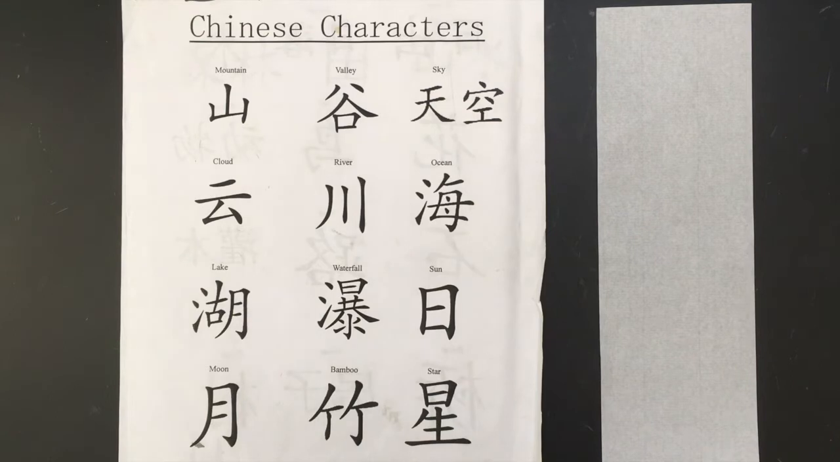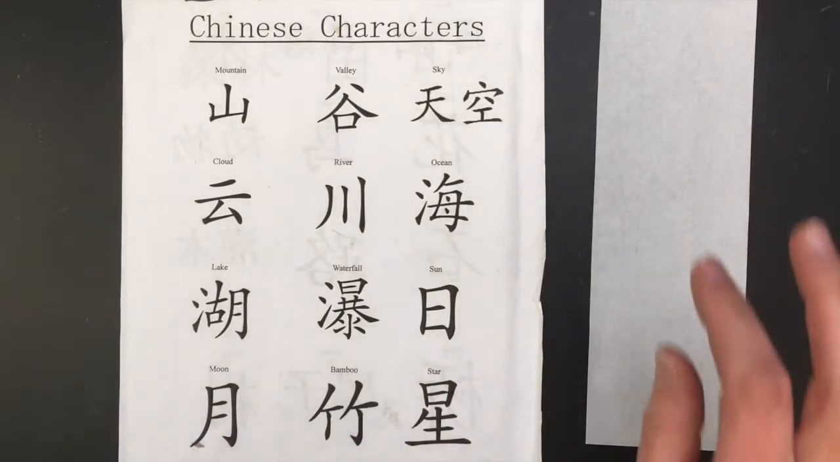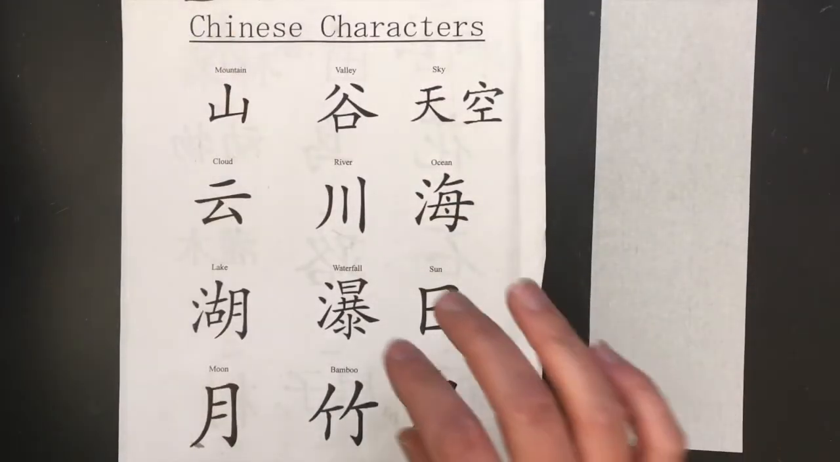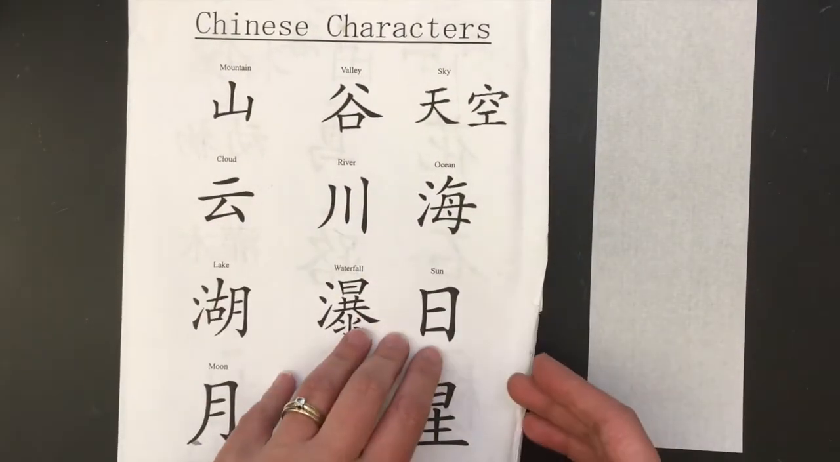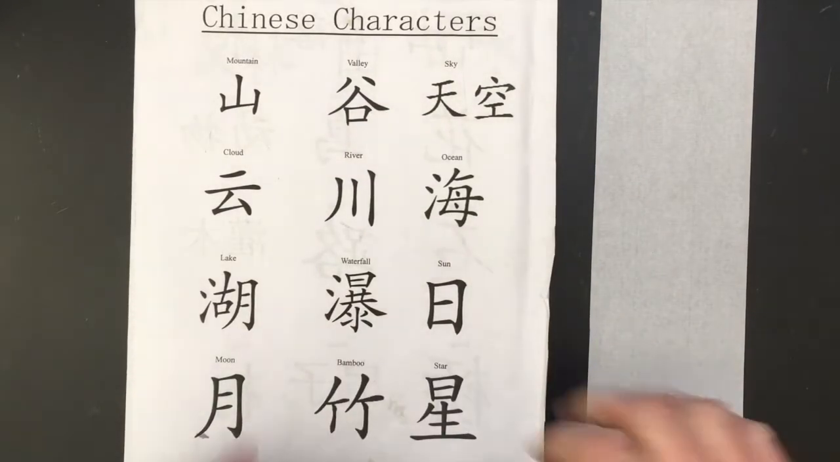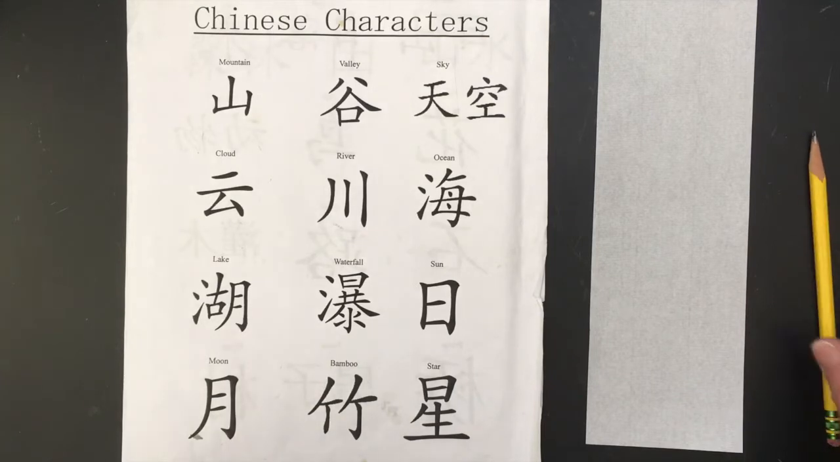Okay, so let's get started. You'll need your rice paper. You'll need some pure dark ink. You'll need the Chinese character packet, as well as, if you've got your Chromebook on you, Google Translate, which is awesome for this. We've had a lot of fun with it. And a pencil to start sketching out your characters to begin with.